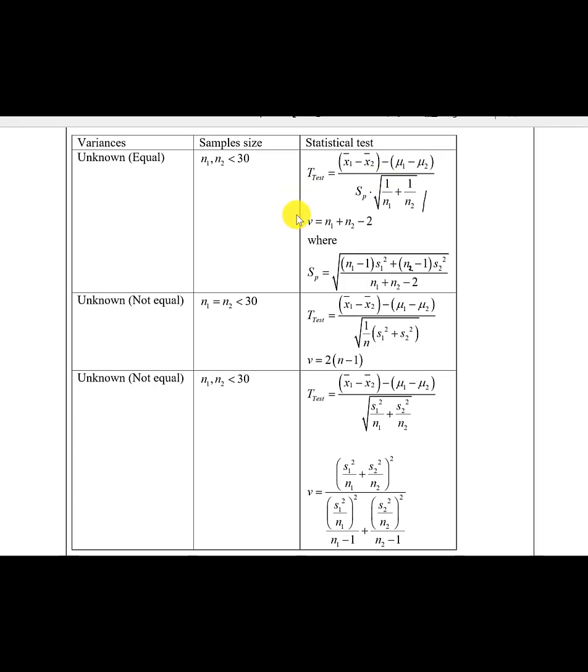Now the most important thing in the t-test is the degree of freedom, the v. If we see from this first one, unknown and equal, the v is n1 plus n2 minus 2. But for this one, your v is 2 times n minus 1. And for this one, your degree of freedom v is this formula.